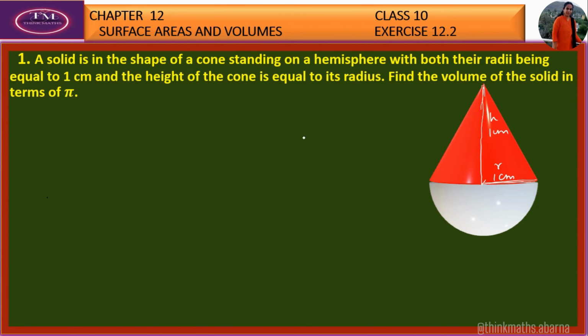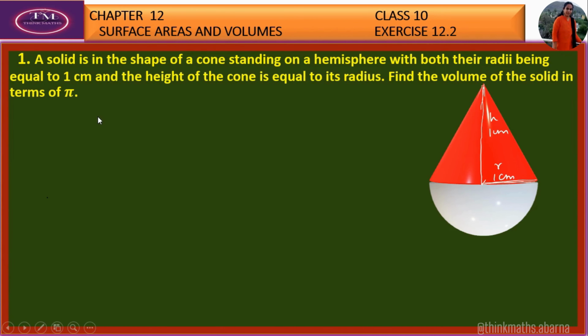We have to find out the volume of the solid. Volume of the solid means what is inside the solid. Surface area means outer area, and volume means how much capacity will be held inside the cone, and in the same way, how much volume is held inside this hemisphere. So it is nothing but the volume of this cone plus the volume of the hemisphere that will give the volume of the solid. Here they are asking the answer in terms of pi, so no need to substitute the value of pi. Just stop the answer with the pi.